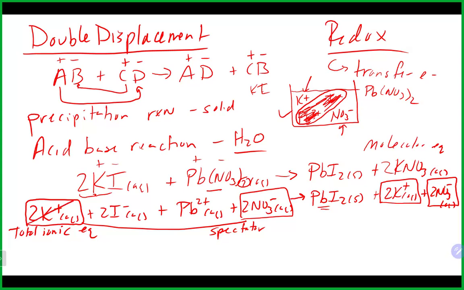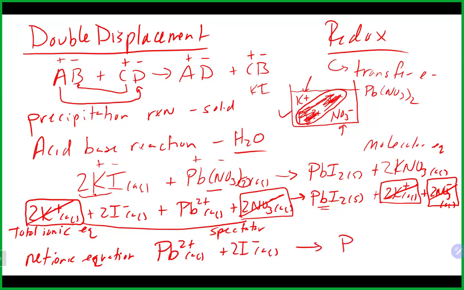We typically will cross out those spectator ions, and we're left with really a third type of equation, which is known as the net ionic equation. And the net ionic equation pretty much tells you exactly what is happening in this reaction. It is, again, really the lead that's coming from that lead 2 nitrate. It's going to go find those iodide ions, and they're going to come together basically to form this solid, which again is really the reason why this reaction takes place.